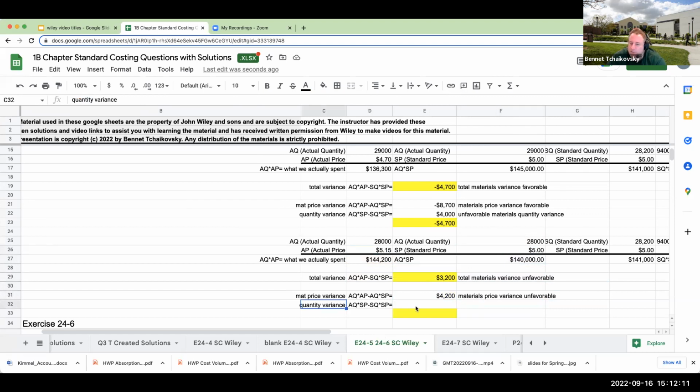Now for my quantity variance, where I'm comparing this to here, this is going to be 140,000 minus 141,000. In this instance, because I used only 28,000 when I should have used 28,200, this is going to be a favorable materials quantity variance. Okay, so how do we know we've done this correctly? I've got to add the two numbers up, and this has to equal my total variance.